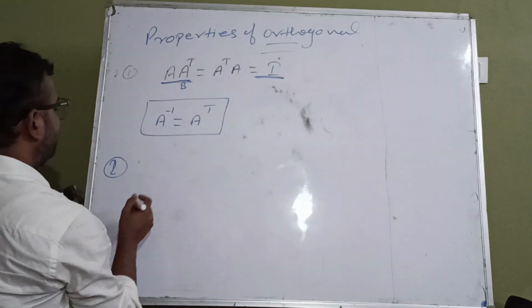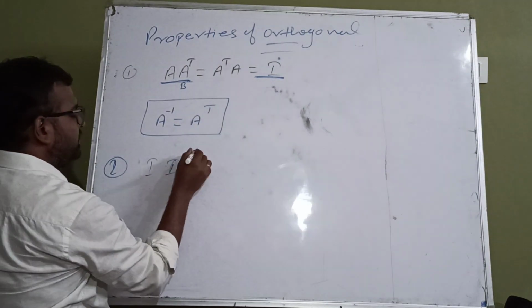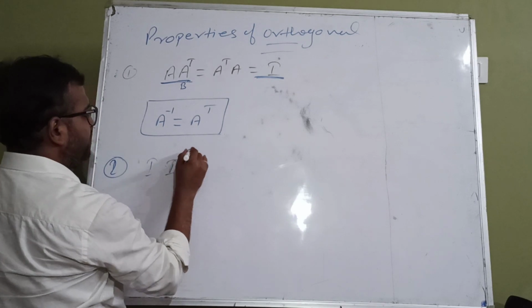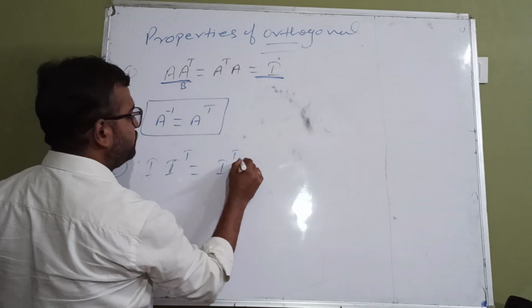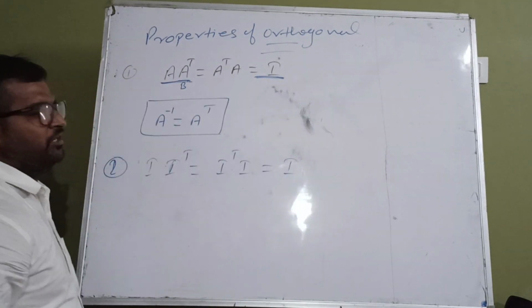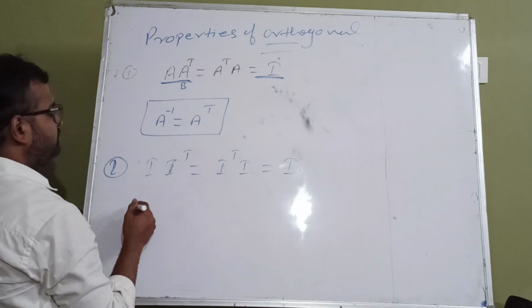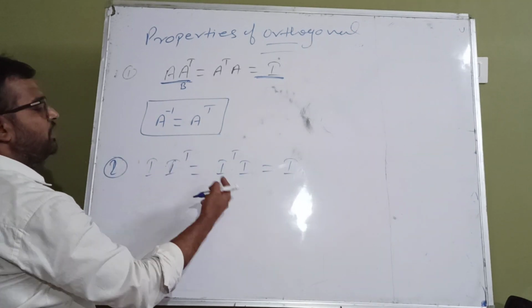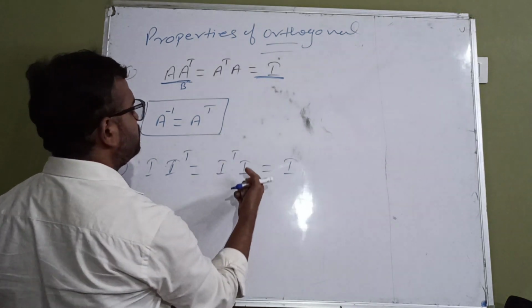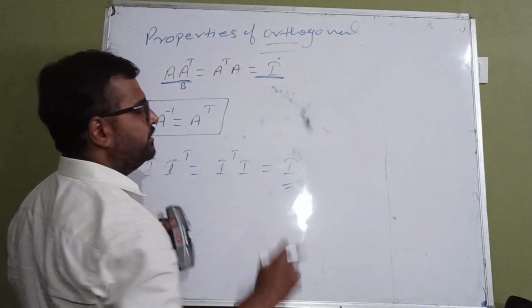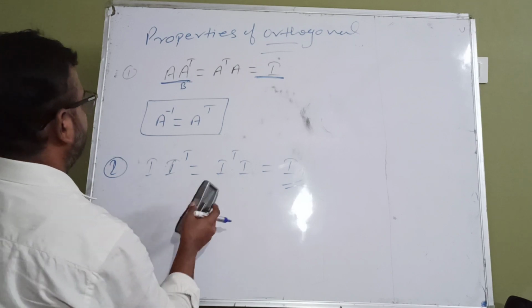Second property: I into I transpose, or I transpose into I, that is equal to I. No need to prove this; by yourself you can solve this example. Take the identity matrix and its transpose. If you solve, you will get the same matrix there, identity.